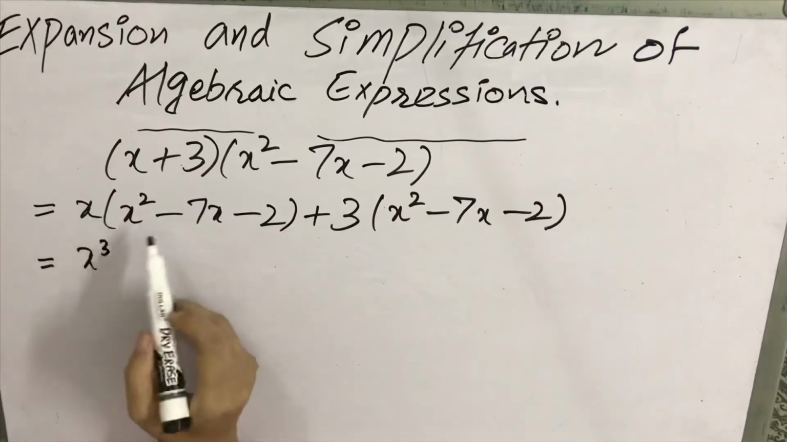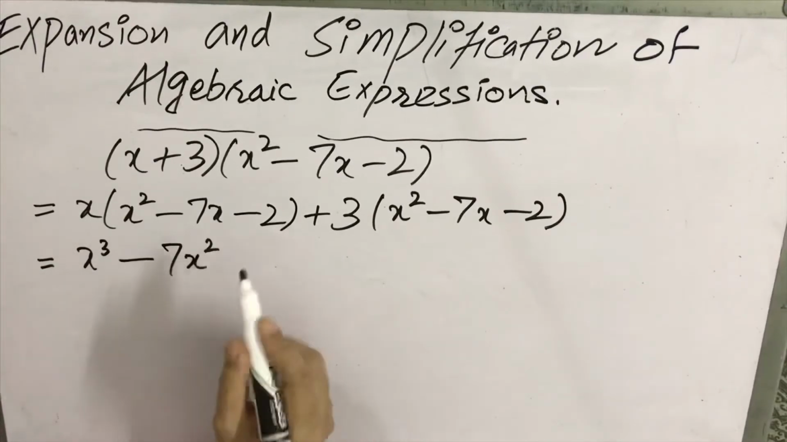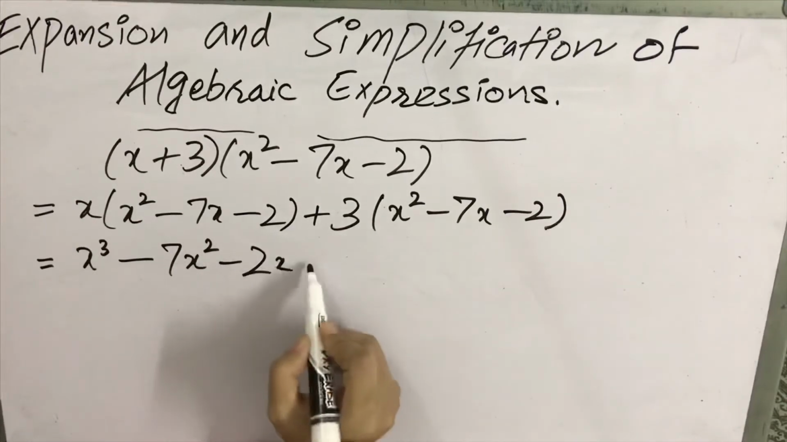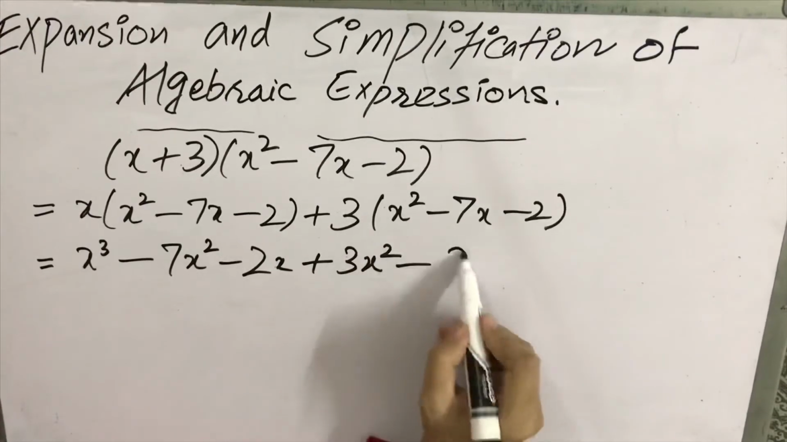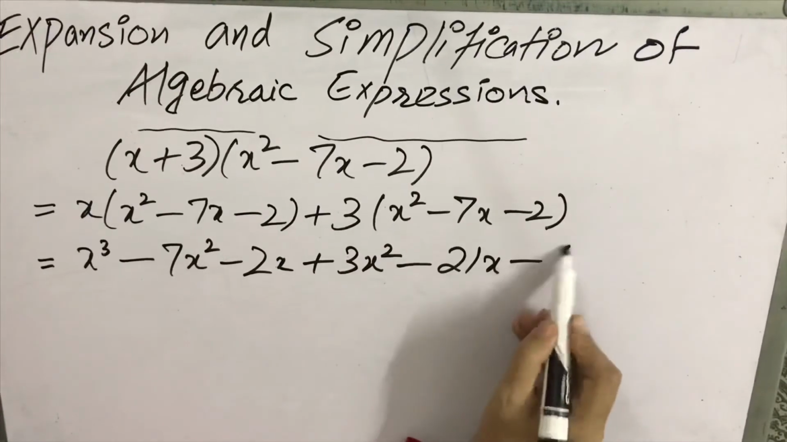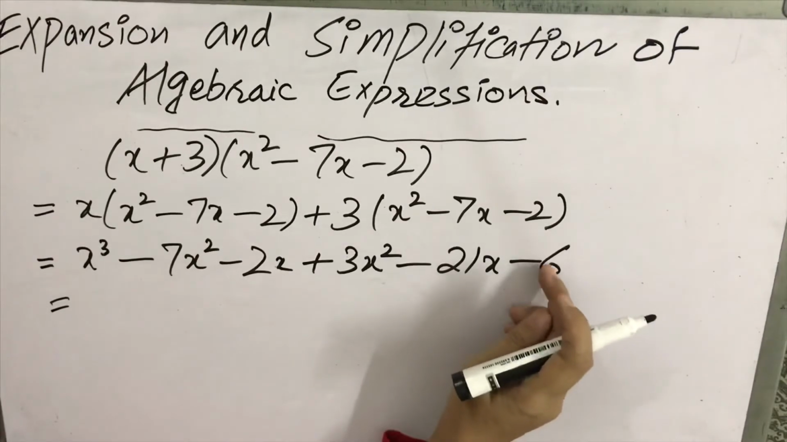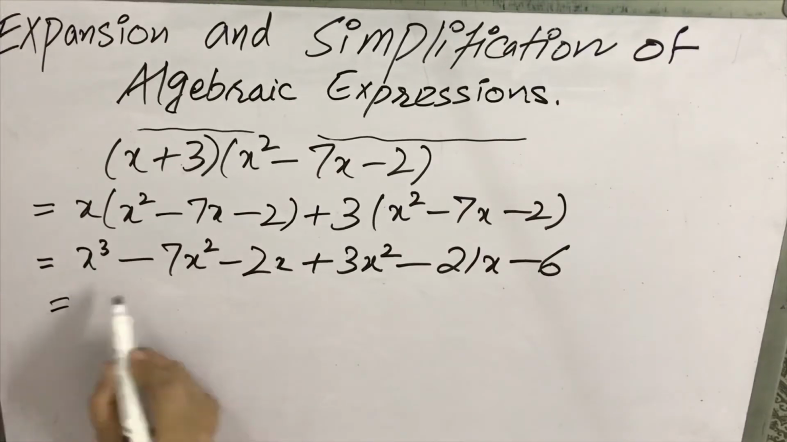7x into x minus 7x square minus 2x plus 3x square. 7 3s are 21x minus 6. I hope now you can easily expand or multiply the term outside with the inner terms.